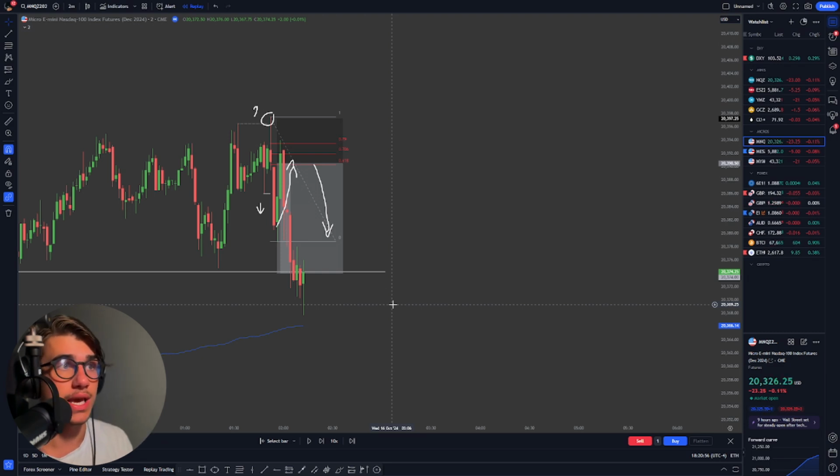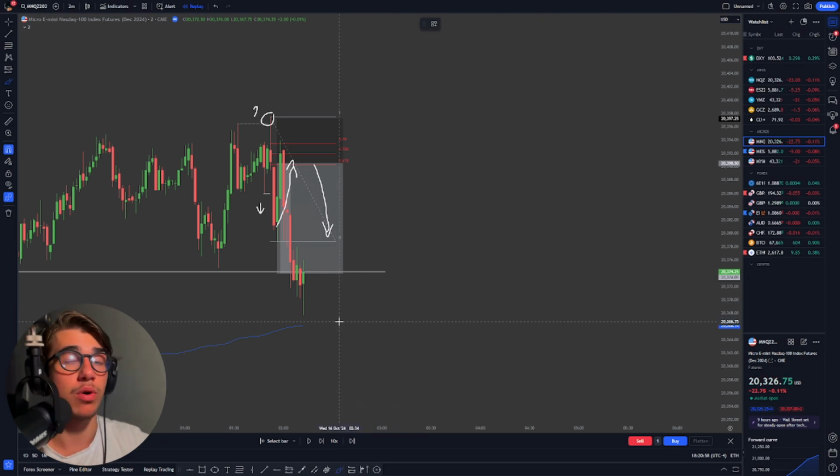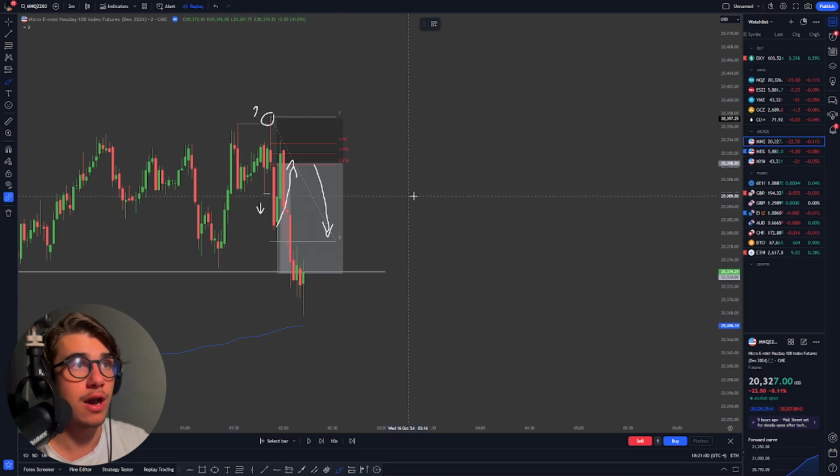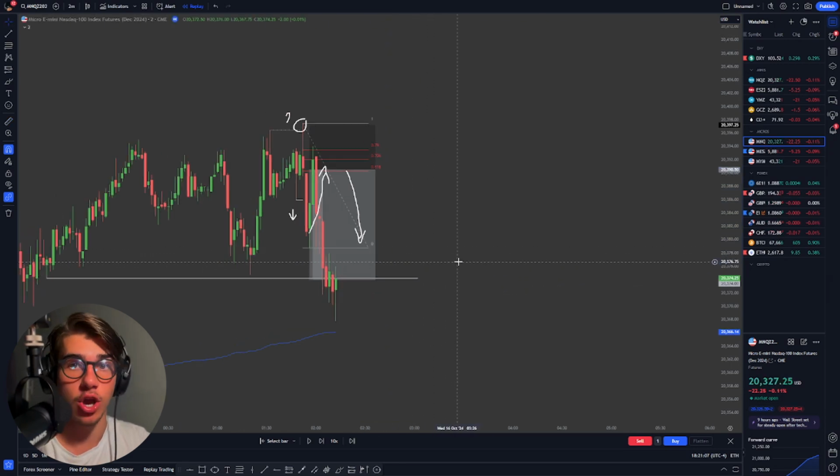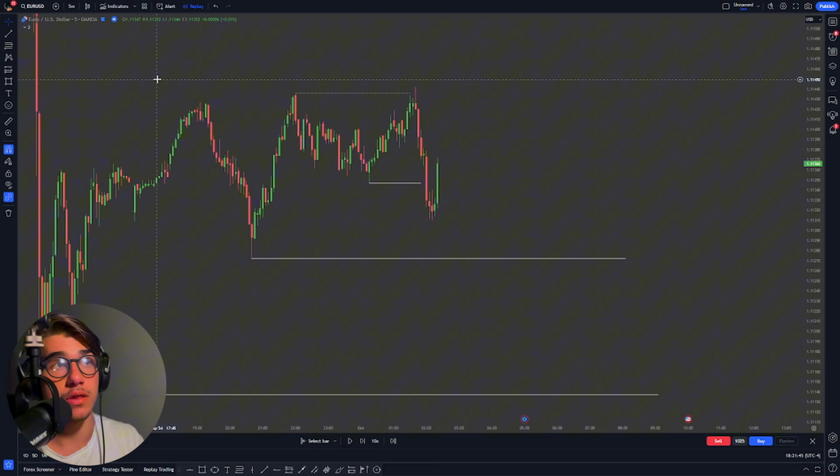This could be totally against the bias, because even if we were bullish on a daily chart, that does not mean that we can't get a 64 tick down move within that daily uptrending market. Now we're looking at the second example.